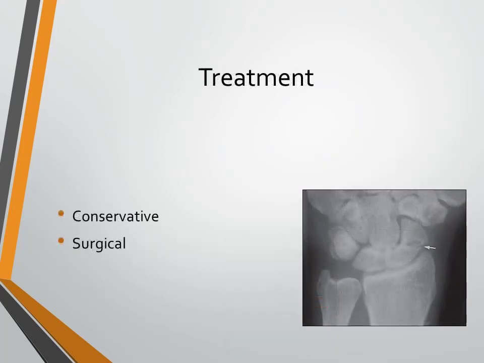The treatment is going to be either conservative or surgical. If we cast the person, they are going to be in a cast 6 to 8 weeks if it's a distal fracture or a waist fracture, but they could be in a cast 10 to 12 weeks if it's a proximal pole fracture. About 8% of scaphoid fractures become non-union fractures and require surgery. That surgery includes pinning and or bone grafts.